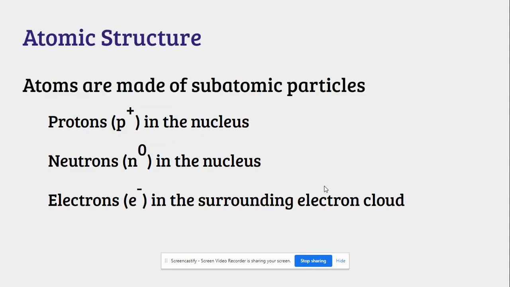Now, looking at an atom, we can break down its structure into 3 subatomic particles, one being protons found in its nucleus, neutrons also found in the nucleus, and electrons that surround it in what's called the electron cloud. You'll notice each of these subatomic particles has a charge. Protons are positive in charge, electrons are negative in charge, and neutrons are neutral in charge.